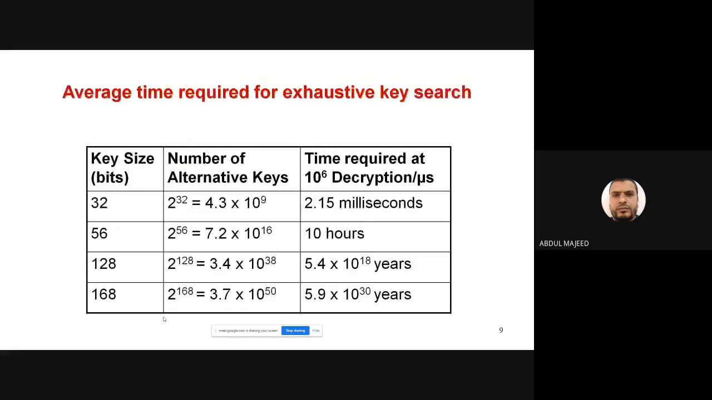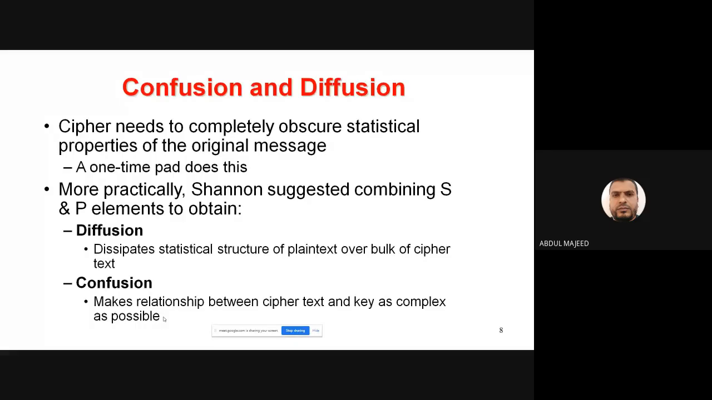This one we have already completed, the key size. How much key size can we take? 32, 56, 128 and 168 bit. In most encryption algorithms we will use a 128-bit key, but in conventional encryption algorithms we will use only 32 and 56-bit keys, right?